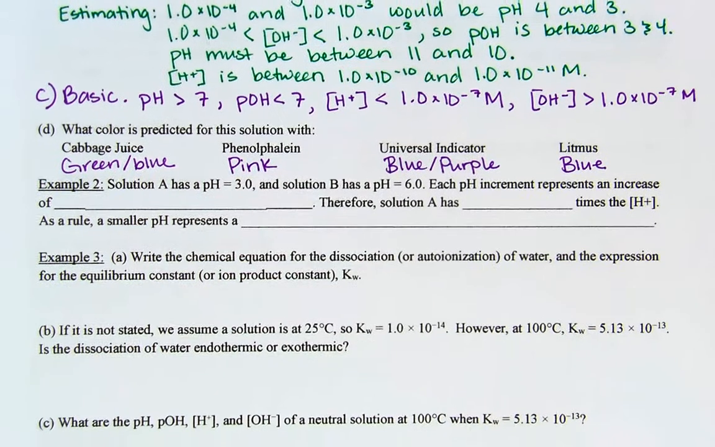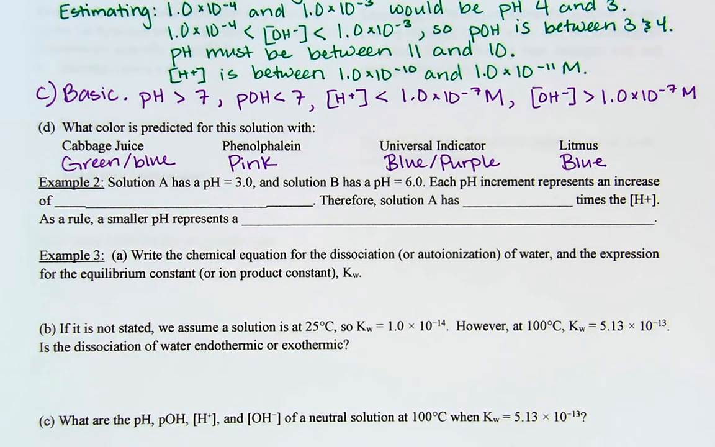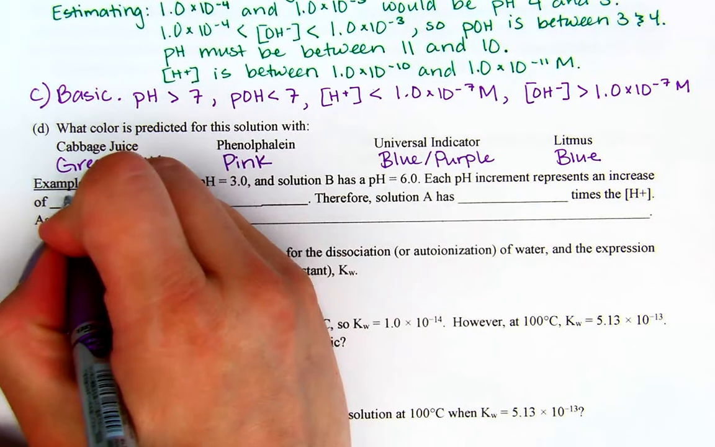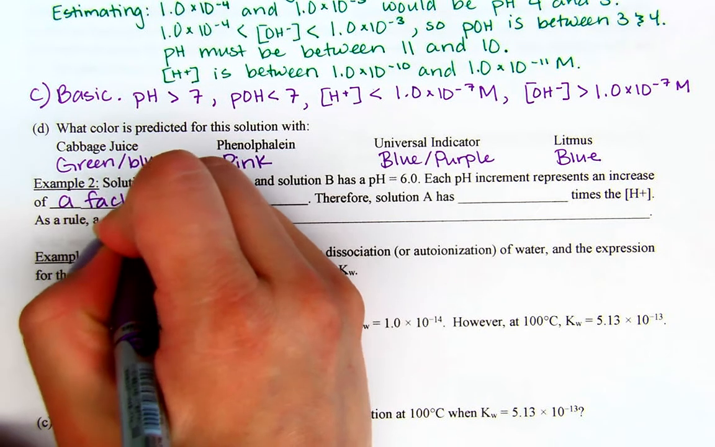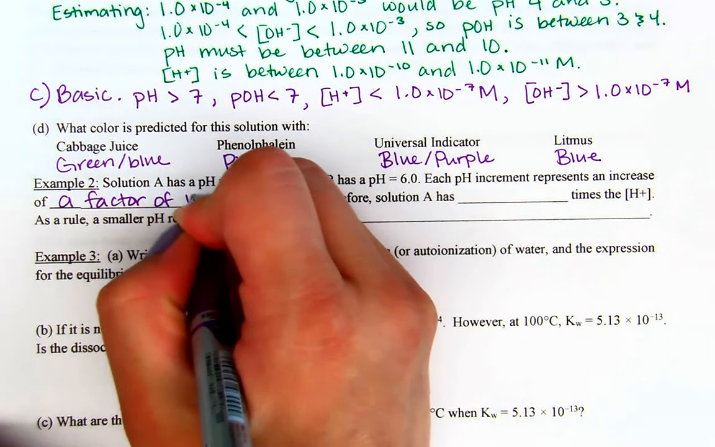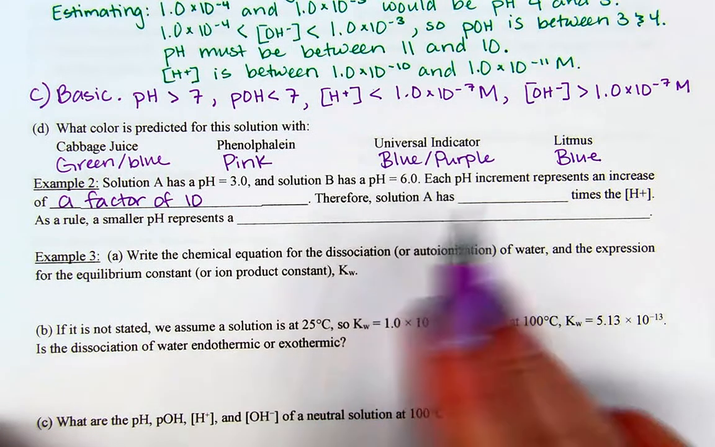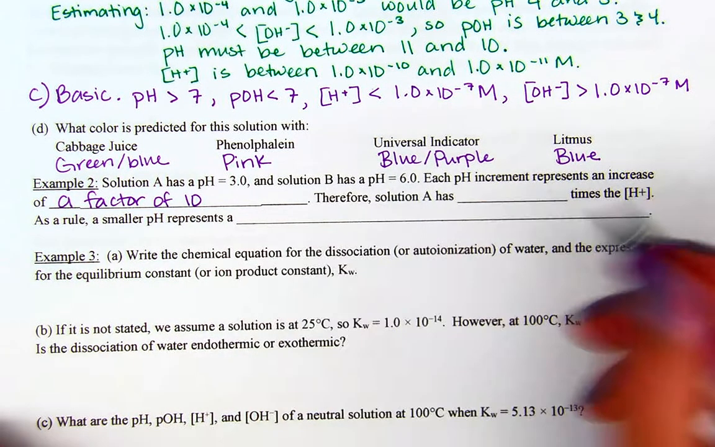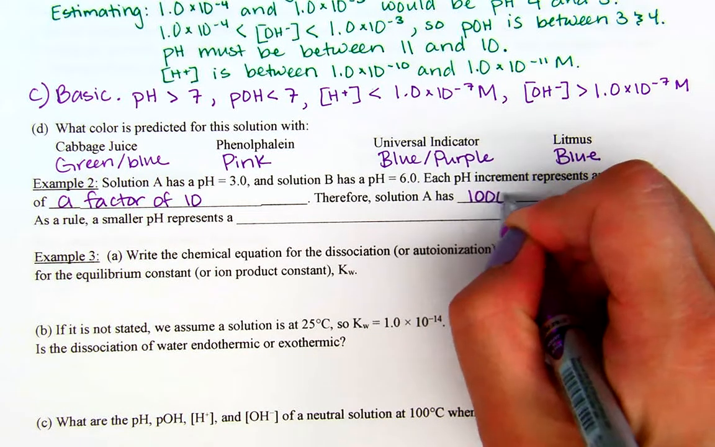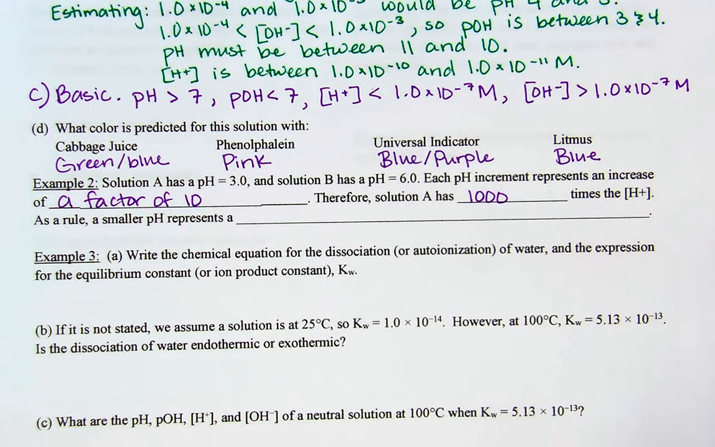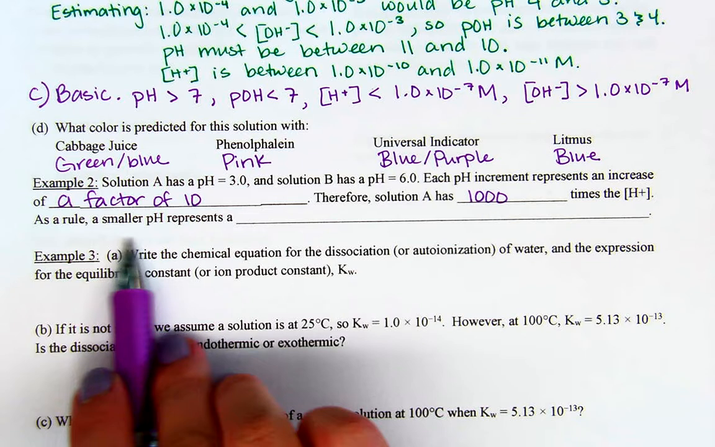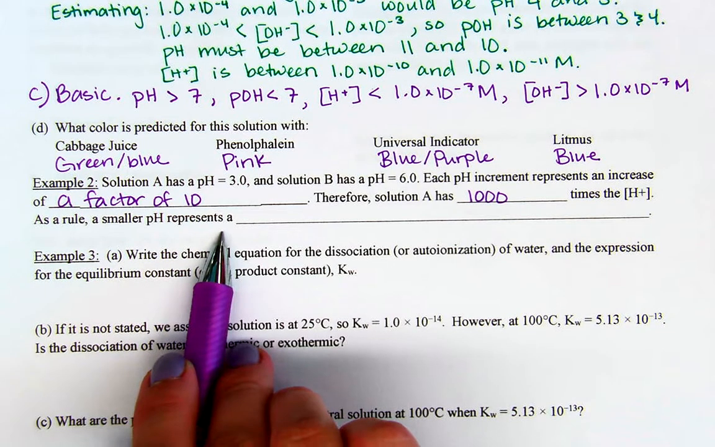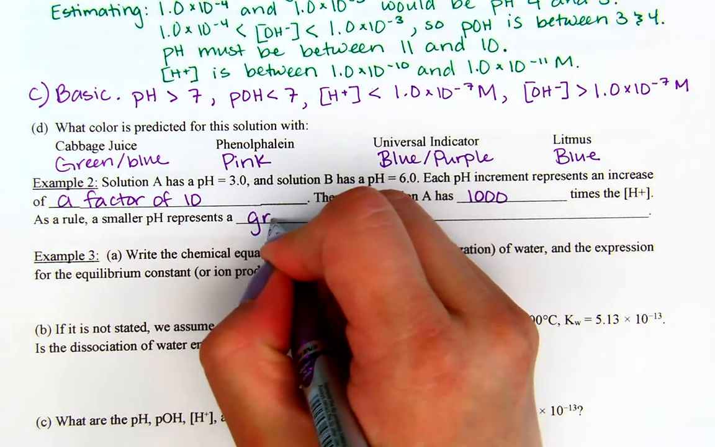Okay, example 2. Solution A has a pH of 3 and solution B has a pH of 6. Each pH increment represents an increase of a factor of 10. Therefore, solution A has, well, if you have 3 factors of 10, it's going to be 1,000. So it has 1,000 times the H plus concentration. And as a rule, a smaller pH represents a greater concentration of hydrogen ions.